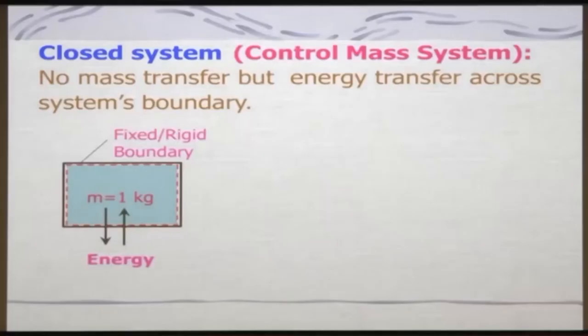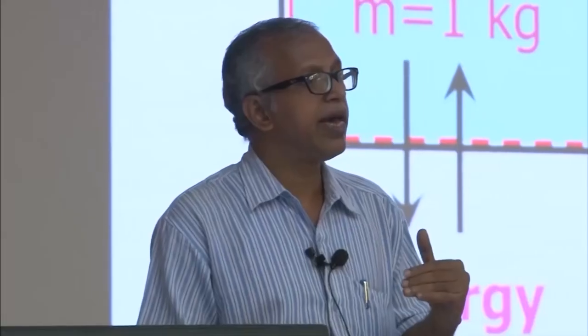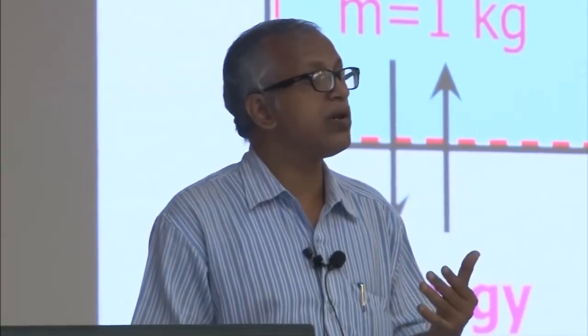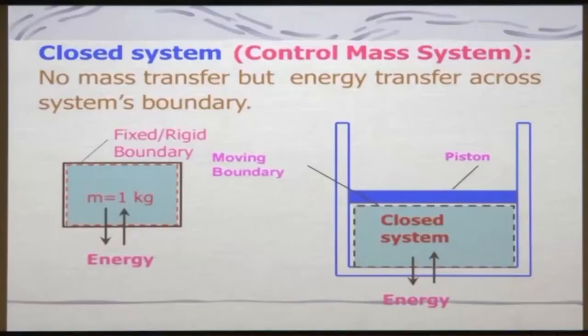So you can think of a fixed boundary, and there might be a closed system where it is a fixed boundary. But in this case it is a moving boundary, a piston cylinder, where the piston goes up and down, and interaction takes place. This is also known as a closed system because there is energy interaction, but no mass transfer is taking place. The mass remains the same, so we call it a closed system.